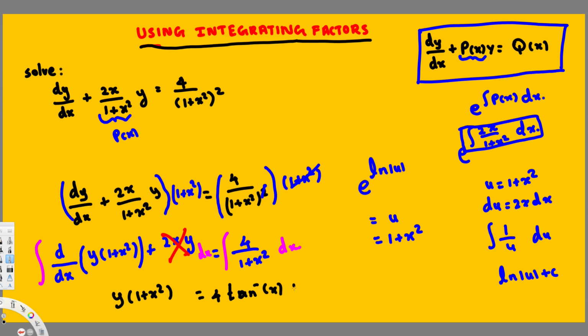Also plus constant. And now we have to write everything in terms of y, so the final answer is y equals 4 tan inverse x plus constant, divided by 1 plus x square.